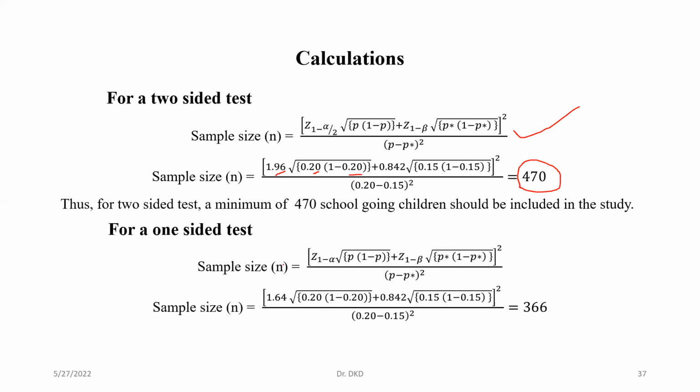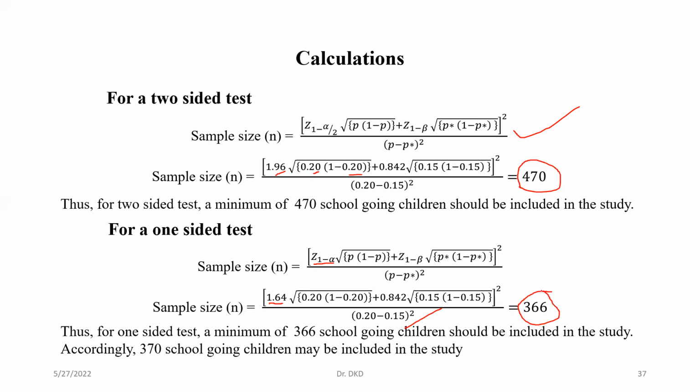And for a one-sided test, the same formula will apply here, and we'll put in all the values. We are going to change to 1.64, and the whole process would be the same. We'll calculate and we'll get 366. So for a one-sided test, a minimum of 366 school-going children should be included in the study. Accordingly, 370 school-going children may be included in the study.